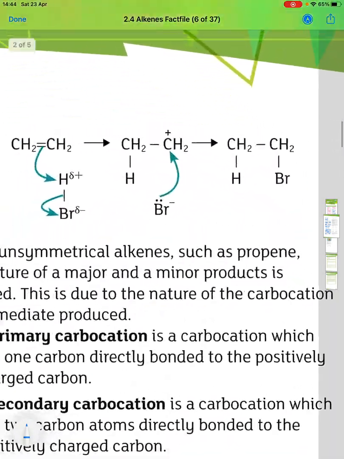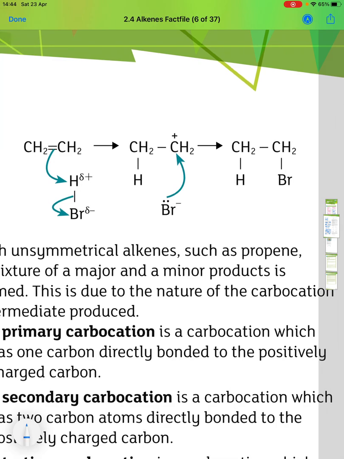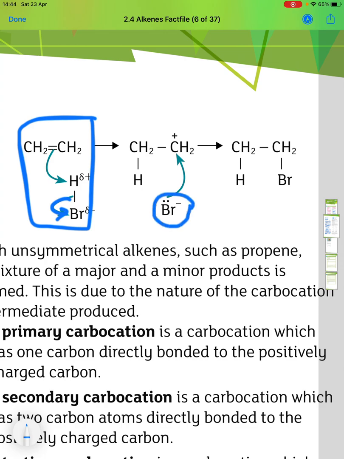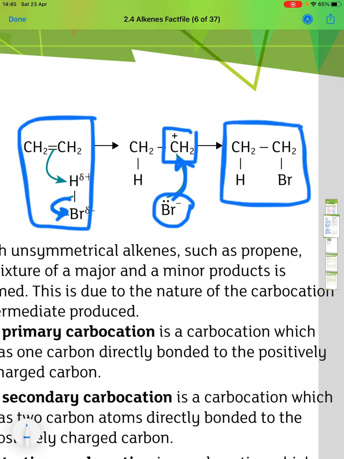If we have a look at that mechanism here, we can see the two steps. So in the first step, the pi bond is giving electrons to the hydrogen end of the hydrogen bromide, and the electrons from the hydrogen to bromine bond are going to the bromine. So we end up with the bromide ion here and the carbocation. The electrons go from the bromide ion to that positive carbon, and we end up then with our bromoalkane here as the product.